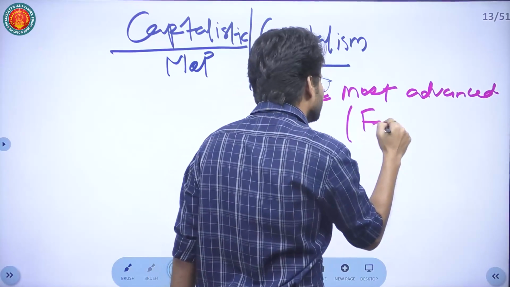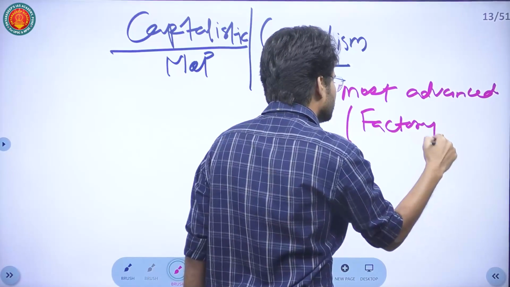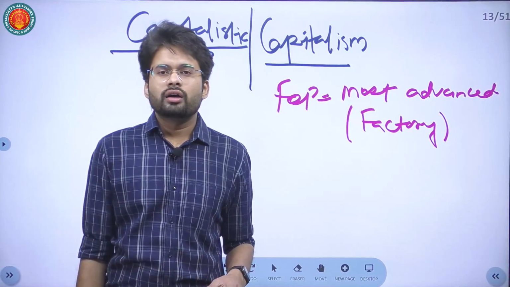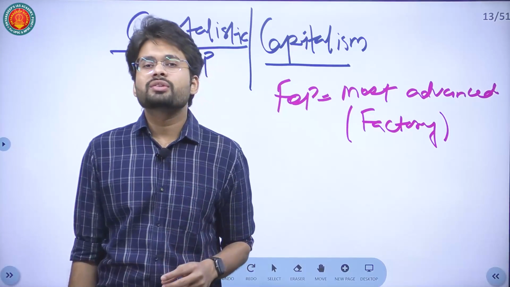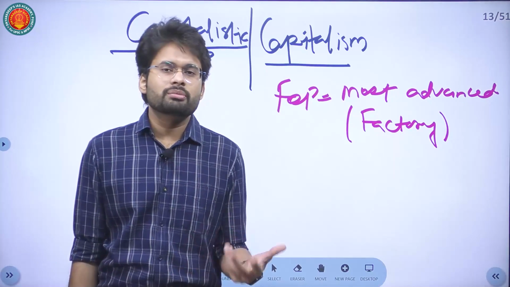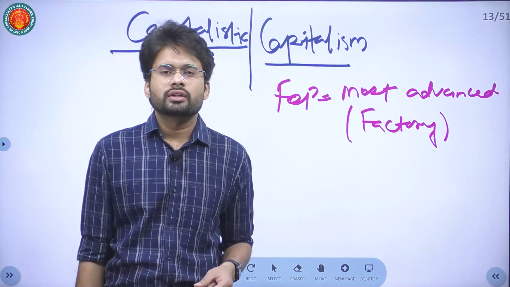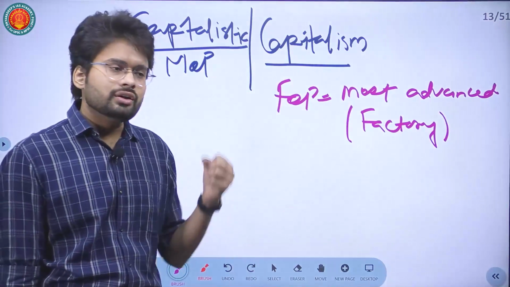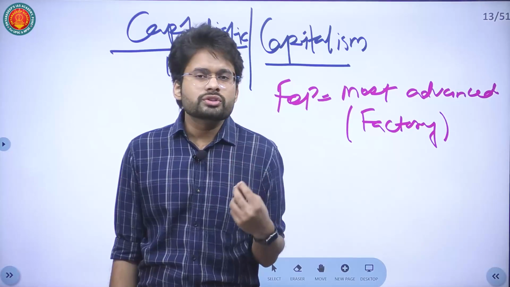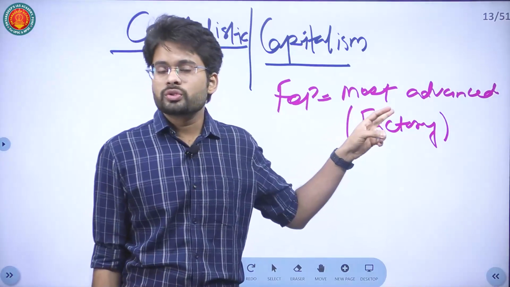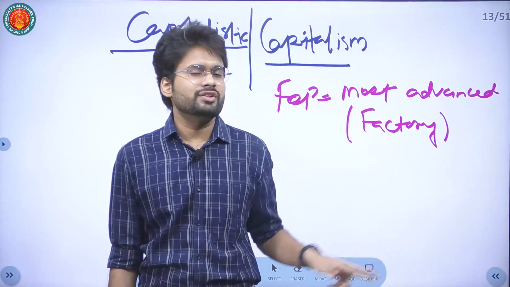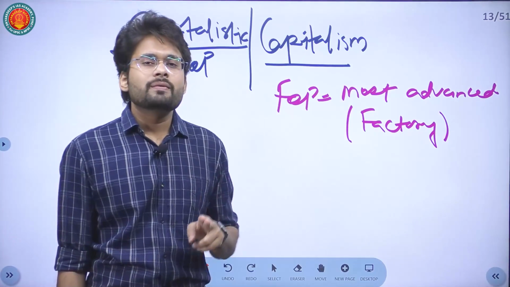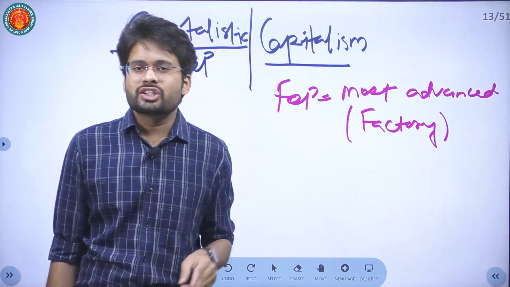The factory based system, the factory based production, where huge machineries will be deployed, which will be based on scientific mechanisms, the laws of physics, chemistry, algebra, mathematics. All the most advanced knowledge will be used for developing the most advanced technologies and machines in the factory system. And that's how the factors of production, that is FOP, will be at its most advanced stage.